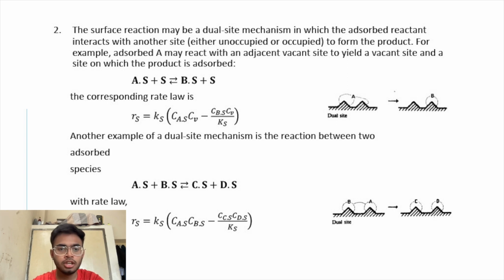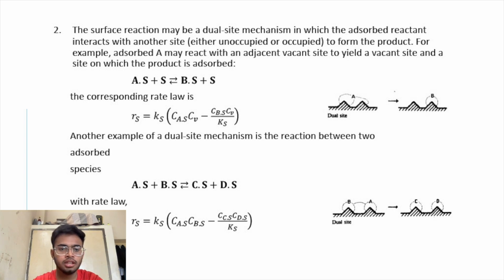The surface reaction may be a dual site mechanism, in which the adsorbed reactant interacts with another site. For example, adsorbed A may react with an adjacent vacant site to yield a vacant site and the site on which the product is adsorbed. So our corresponding rate law becomes Rs is equal to the rate constant of S into the concentration of A into the concentration of vacant site, minus the concentration of the species B into the concentration of vacant site, divided by the rate constant of S. And we can easily summarize this whole reaction using this diagram.